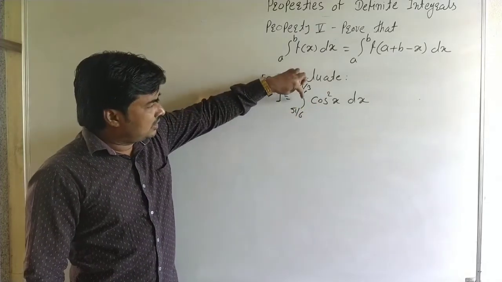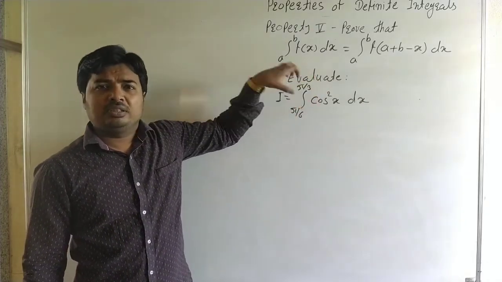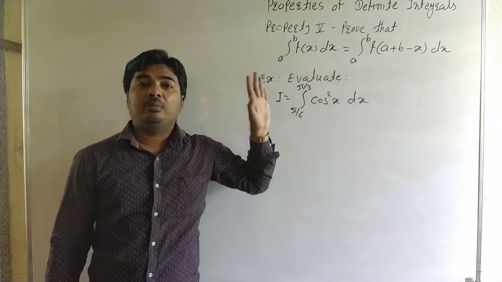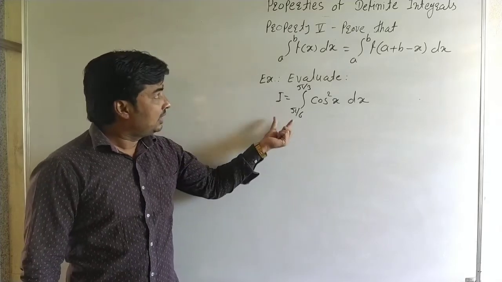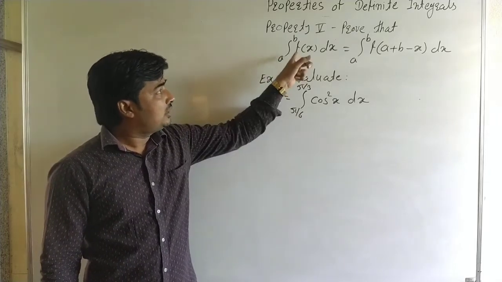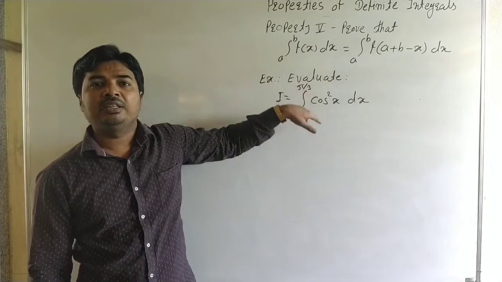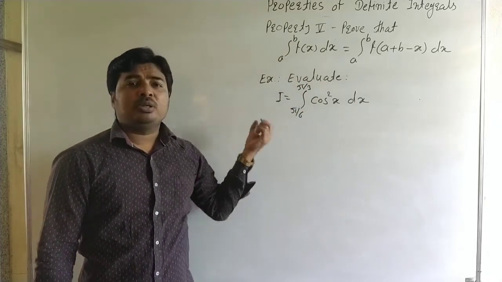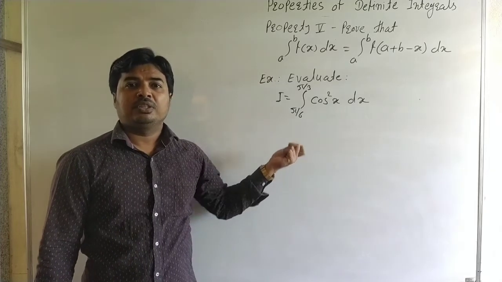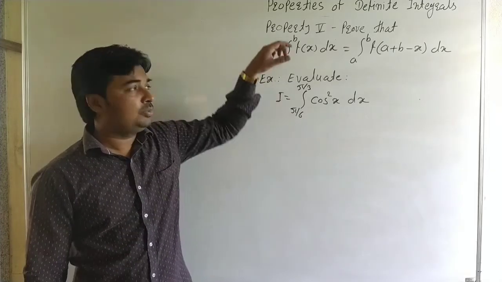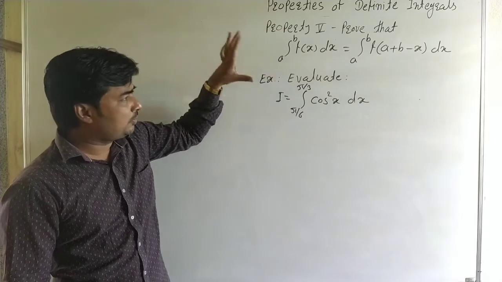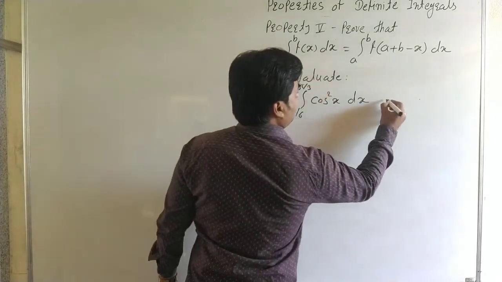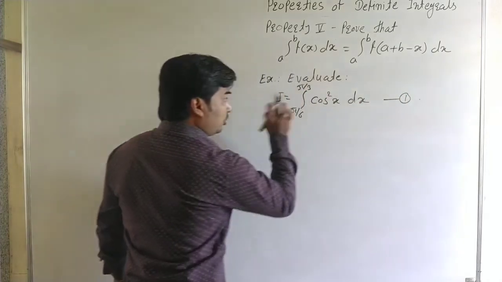Such type of integral we already learned in indefinite integrals. This example we can solve by the direct method, but in this we use a property to find the integral of this example. Now the procedure for finding the integral by using the property of the definite integral. See carefully. This is the original integral, and suppose we call it equation number 1.